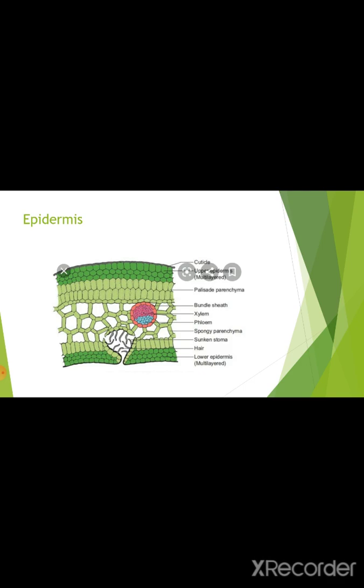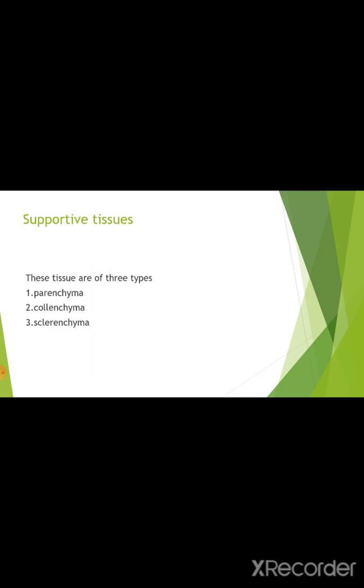The epidermis of leaves has tiny pores. They are called stomata. The exchange of gases between the leaves and the environment takes place through stomata. Next, supportive tissues. These tissues give support and strength to the plant. There are three types: parenchyma, collenchyma, and sclerenchyma.